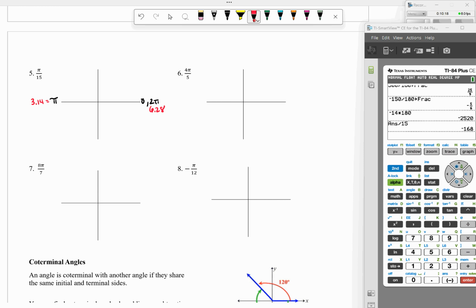Well, half of pi is pi over 2. So half of about 3.14 would be about 1.5 something. So it's about 1.57, so 1.5, 1.6. So about 1.5, we'll say 7. Actually, let me use the other color.